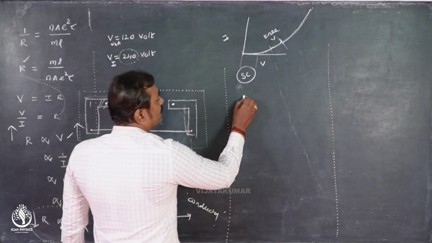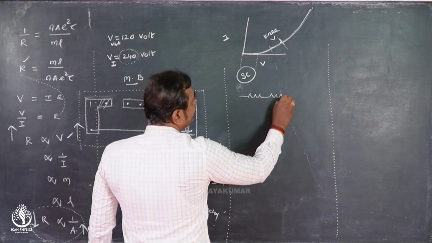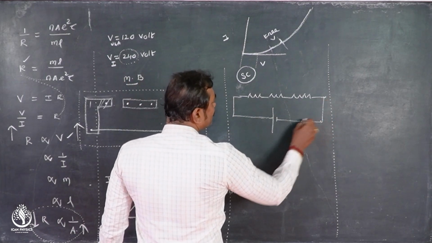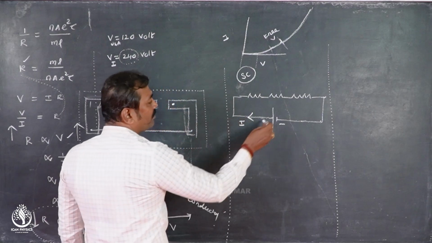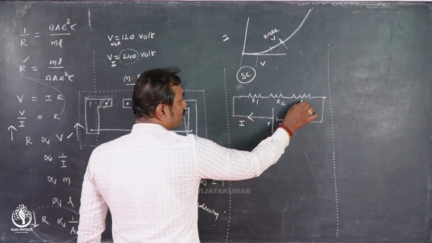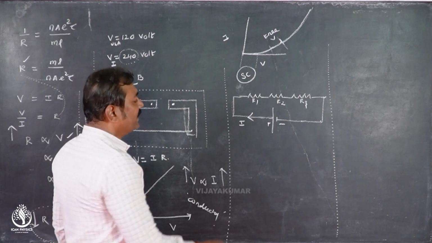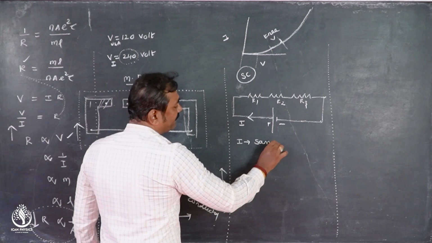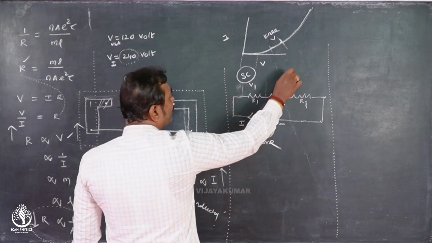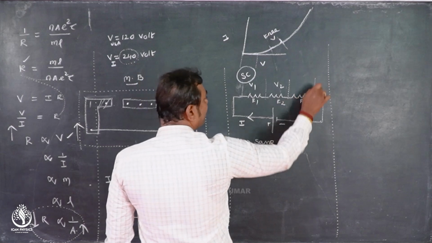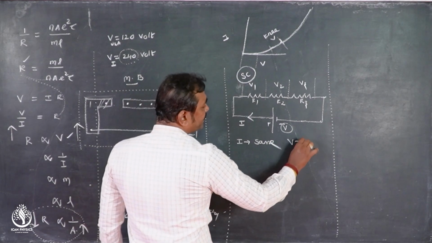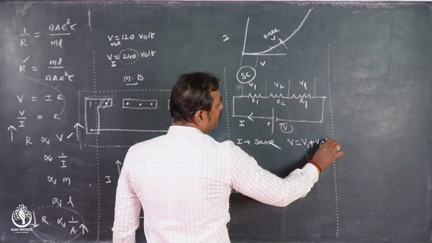When the resistances are connected in series with the external source, the current flows from the source. The current flowing through the first resistor of resistance R1, the second resistor of resistance R2, and the third resistor of resistance R3 will be the same. There is a voltage drop V1 across the first, then the second, and then the third. The total voltage given by the source is V equals V1 plus V2 plus V3.